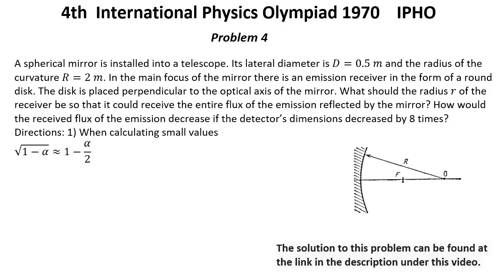Directions. When calculating small values, square root of 1 minus alpha is approximately equal to 1 minus alpha over 2.